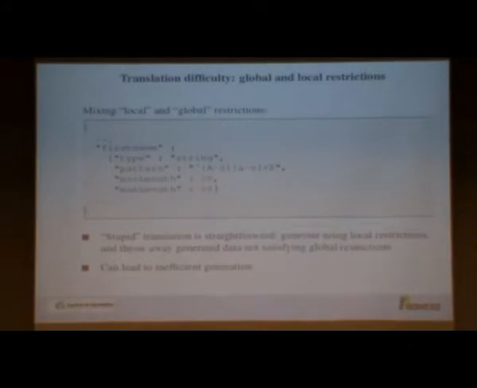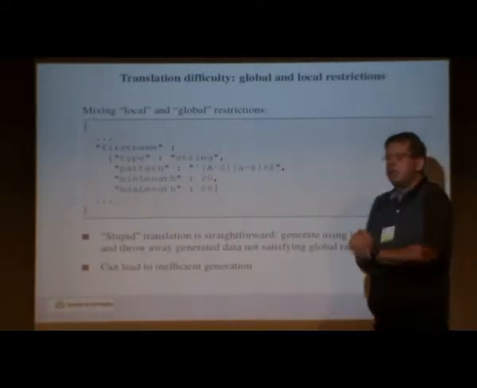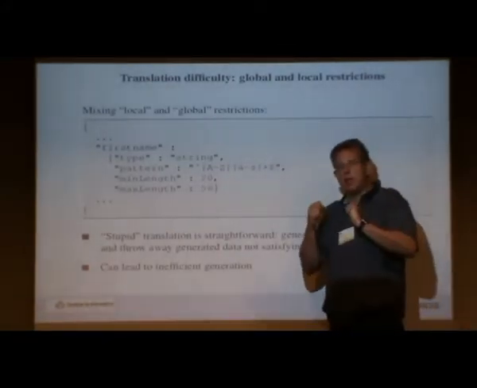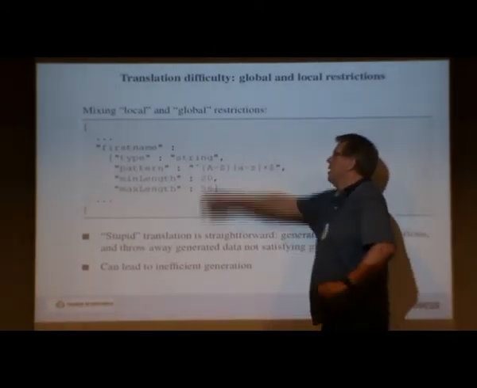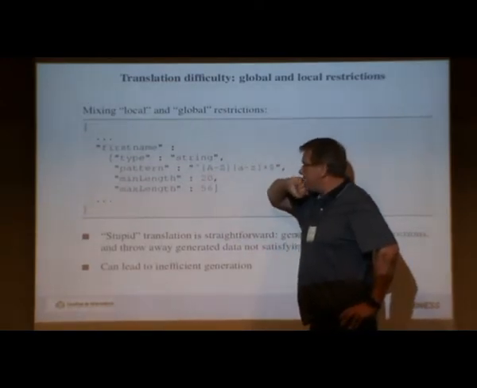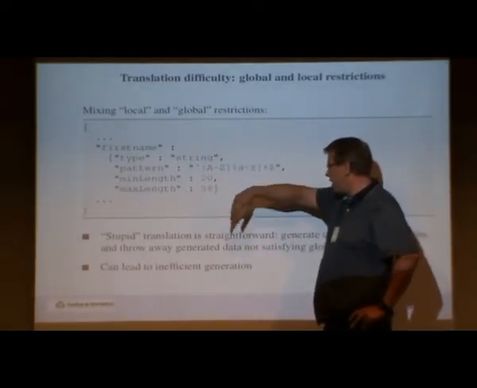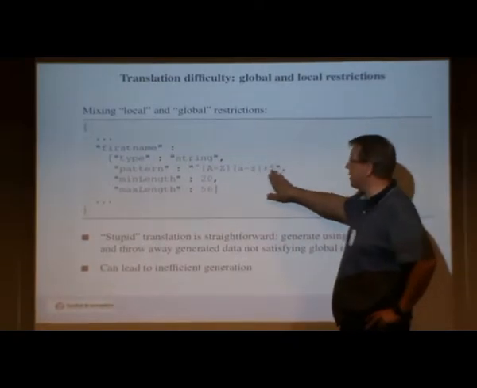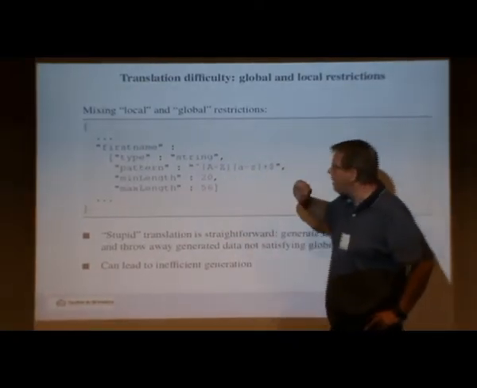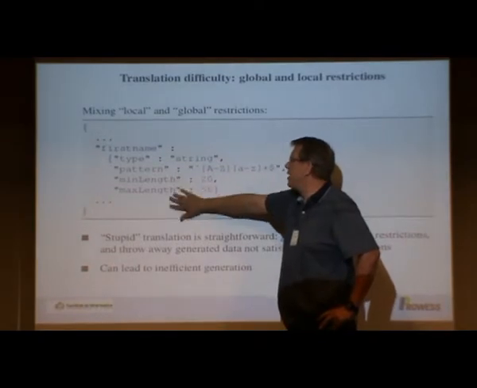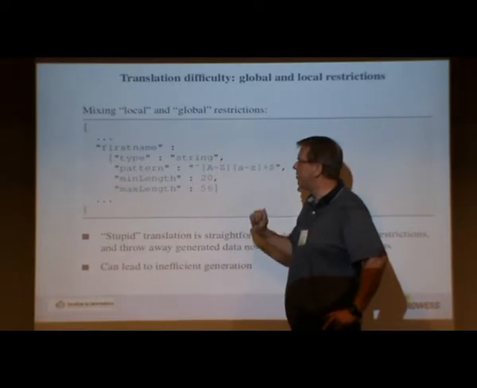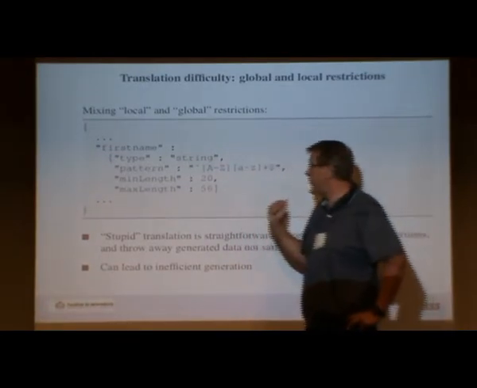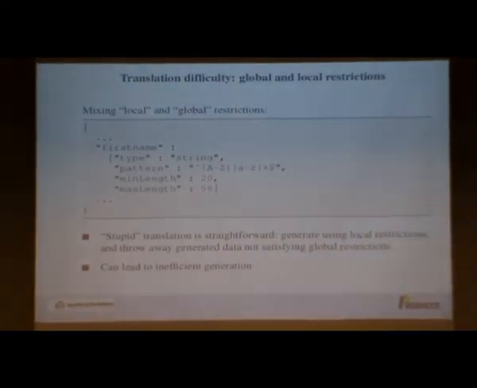Here's an example. In JSON schema, we can have both what I call global and local constraints. So the same person object, whatever. Let's refine what we mean by our first name. So our first name is a string. It matches this regular expression. So this is a local constraint. But we also say, outside this regular expression, we have a global constraint saying that the minimal length of this first name should be 20 and the maximum length should be 56. So how does one generate test data for that?